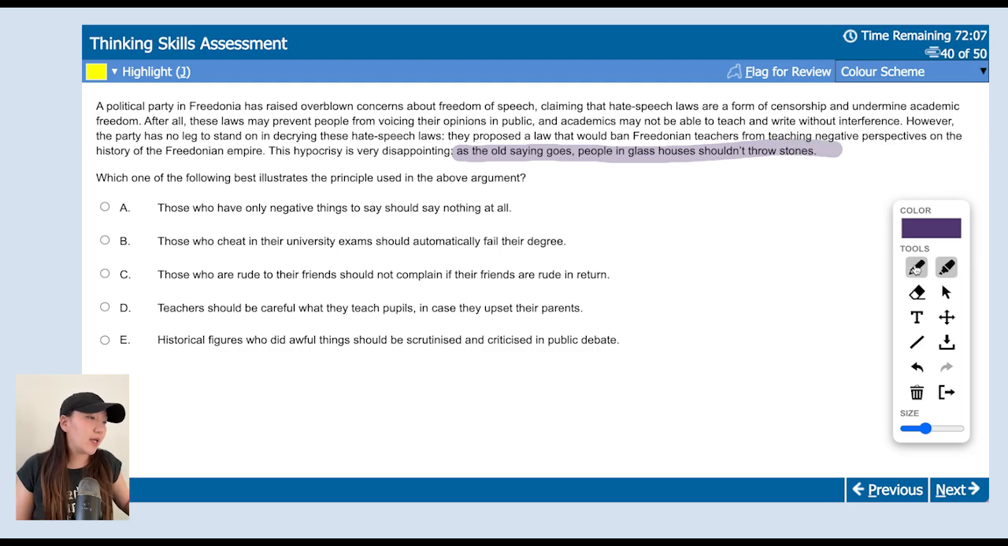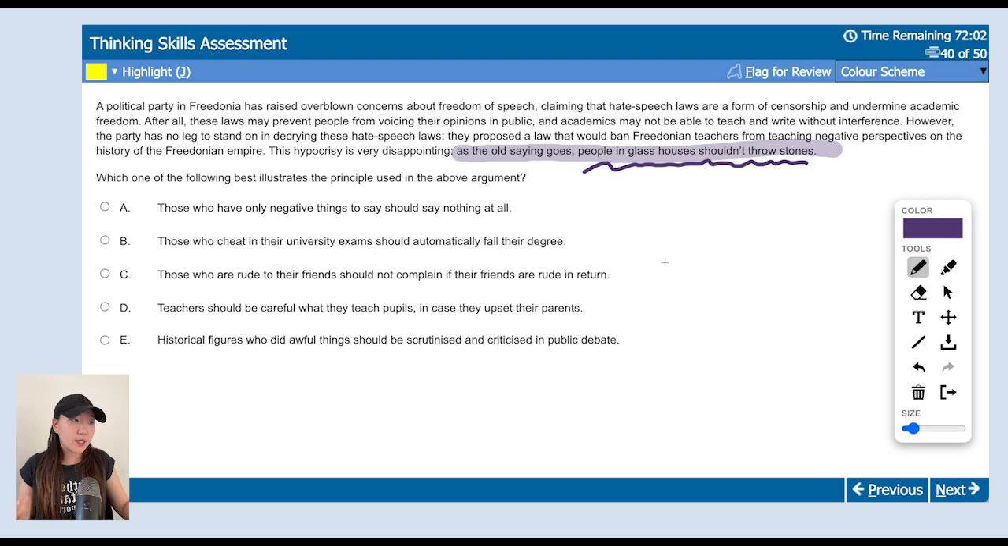So as the old saying goes, people in glass houses shouldn't throw stones. That's all you need. You already know that saying, I'm guessing, right? So it's like, if you can't take it yourself, if you're fragile, then you shouldn't be giving out, right? So it's basically that. And the rest of it we don't need. It just looks very verbose. It looks very wordy. I don't want to waste my time with it.